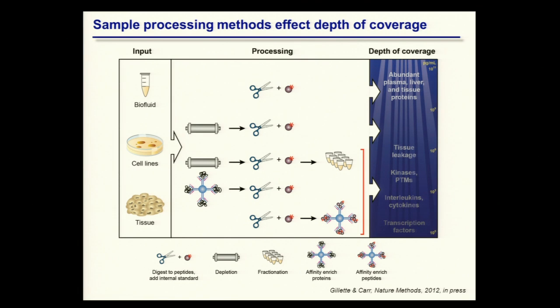If we employ some depletion strategies where we deplete the most abundant proteins, and then follow that by digestion and adding internal standards, we can actually get into more like the 100 nanogram per mL range. If we employ another level of fractionation after we generated peptides, or we use protein antibodies, or peptide antibodies after protein digestion, we will get down to picogram or nanogram levels of detection in MRM-MS assays.